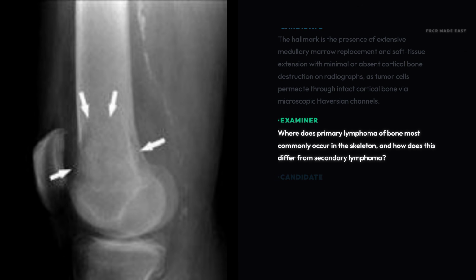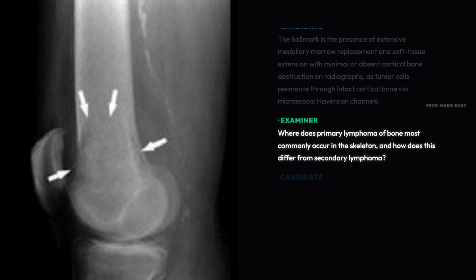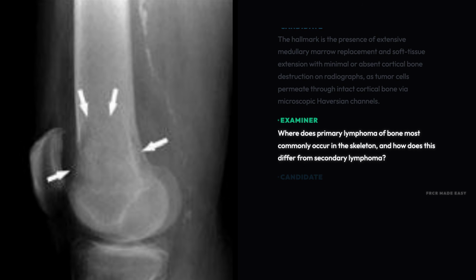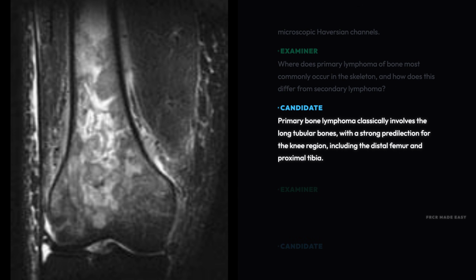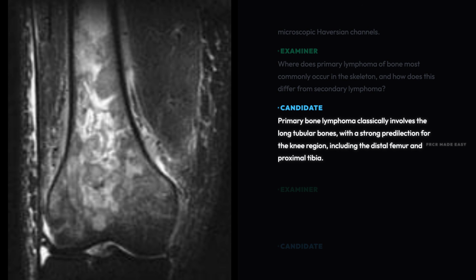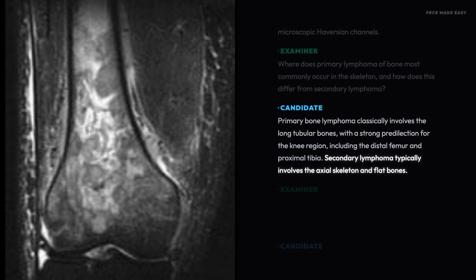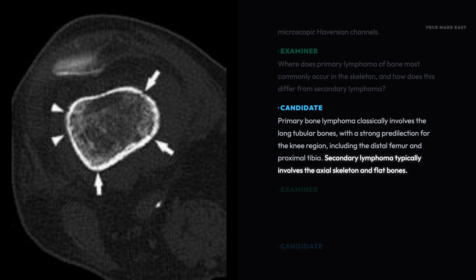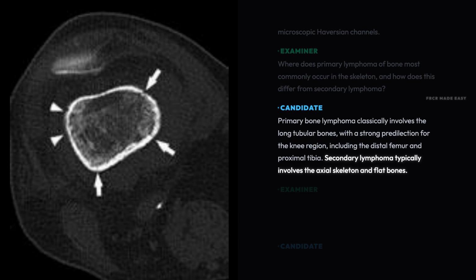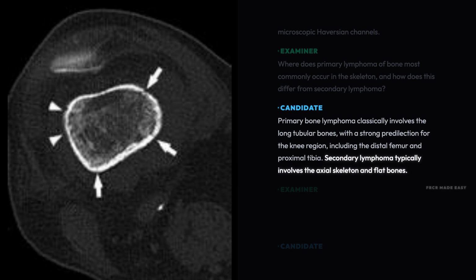Where does primary lymphoma of bone most commonly occur in the skeleton, and how does this differ from secondary lymphoma? Primary bone lymphoma classically involves the long tubular bones, with a strong predilection for the knee region, including the distal femur and proximal tibia. Secondary lymphoma typically involves the axial skeleton and flat bones.